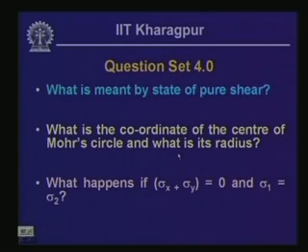And these are the questions: what is meant by the state of pure shear, what is the coordinate of the center of Mohr circle and what is its radius, and what happens if sigma x plus sigma y equals 0 and sigma 1 equals sigma 2. We will discuss these questions in the next lesson.